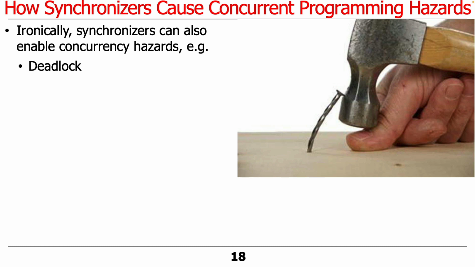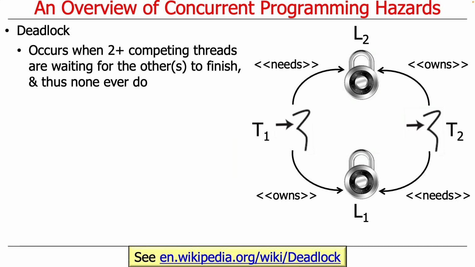And the best example of this is deadlock. The metaphor here is obviously hammering your thumb with the hammer, which is self-induced pain. So deadlock is a condition that occurs when you have two or more competing threads that are waiting for the other thread or threads to finish, and thus none of them ever get their job done. That's called deadlock. And here's a classic example that illustrates how deadlock is induced.